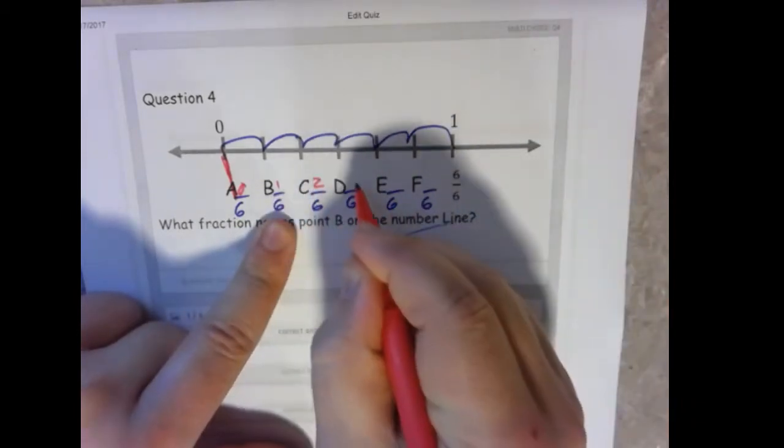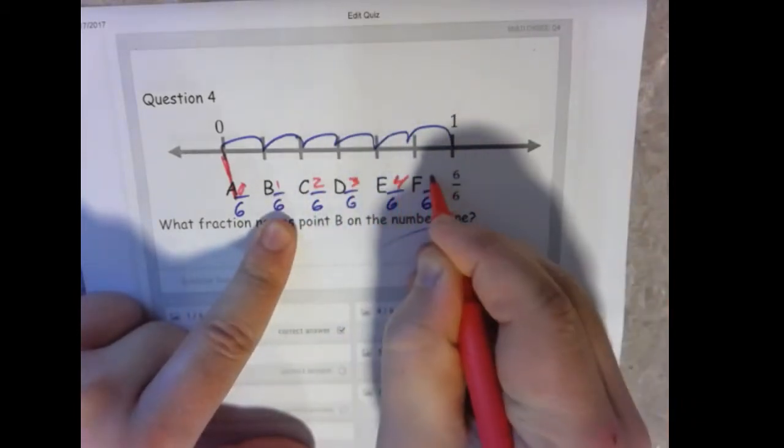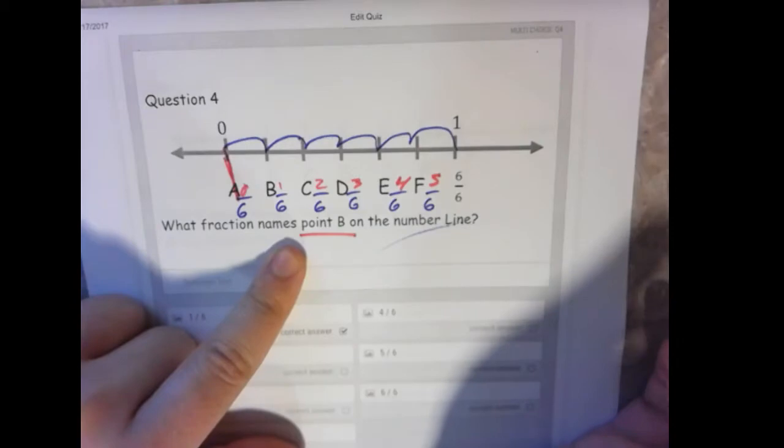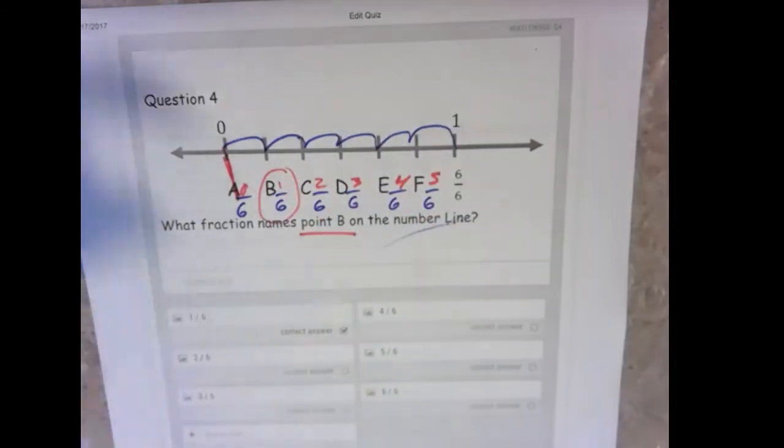1 step, 2 steps, 3 steps, 4, 5, 6. Okay, so what is it asking? It's asking what fraction names point B. Well, we found that right here. That would be 1/6.